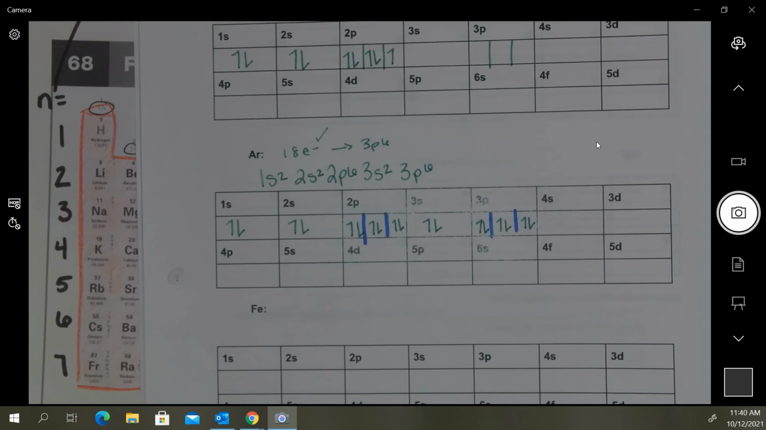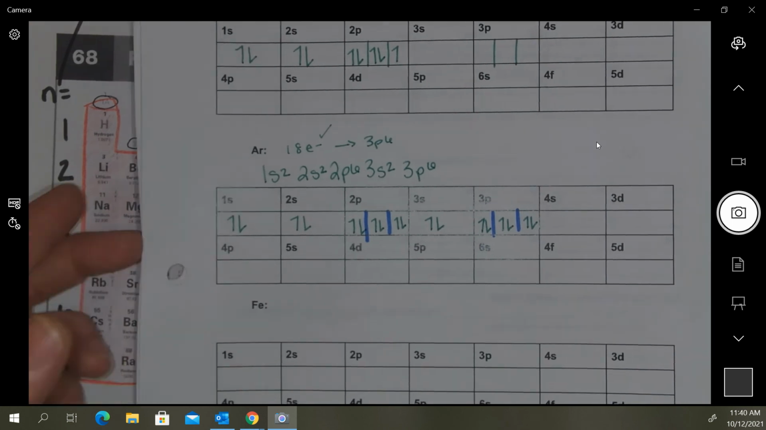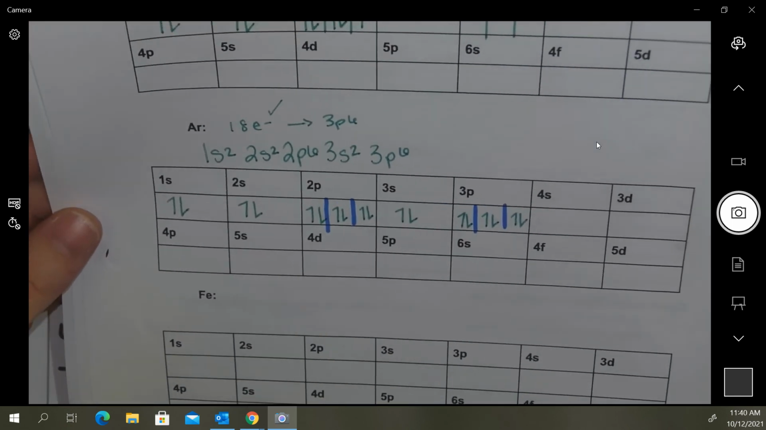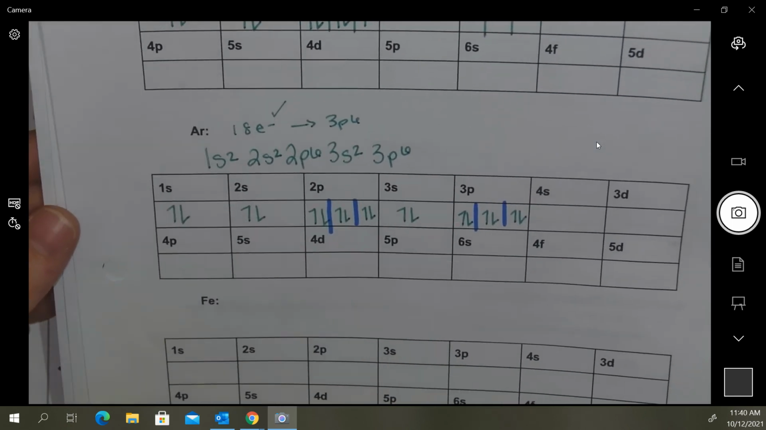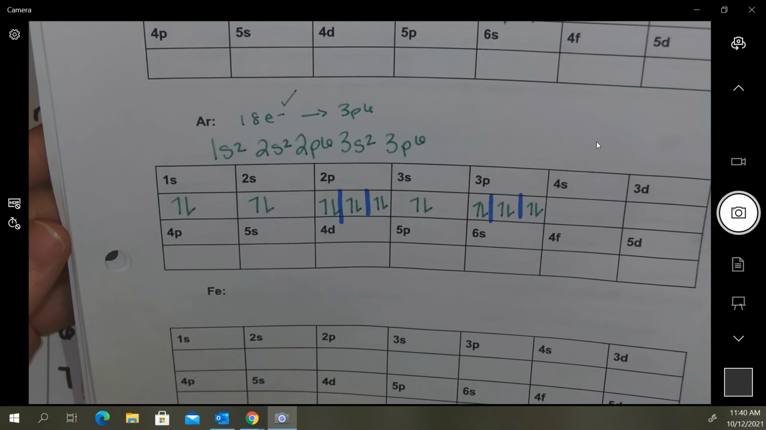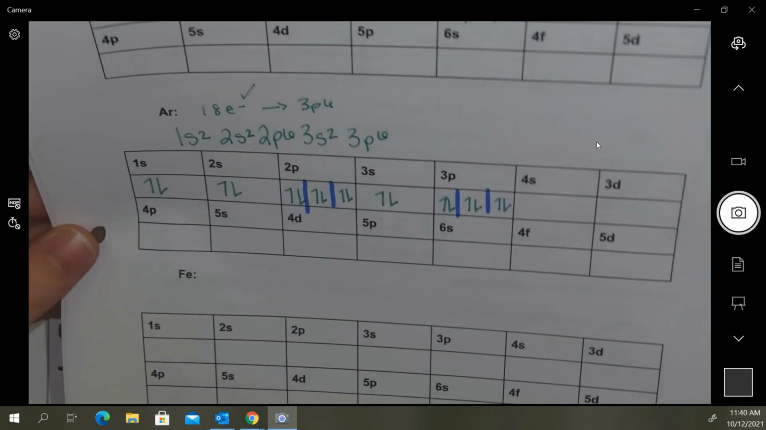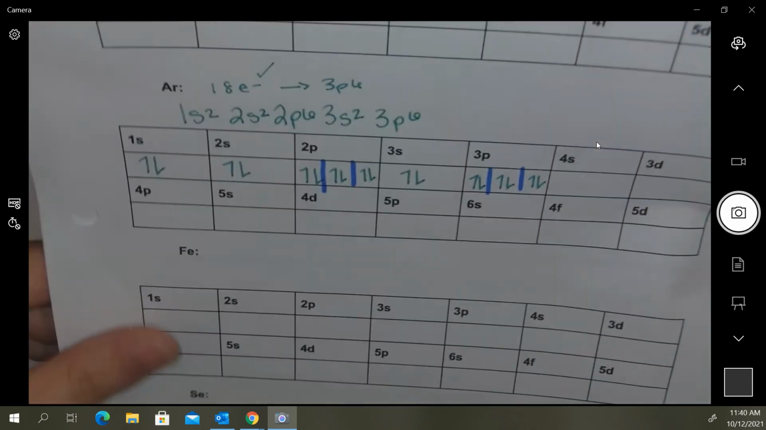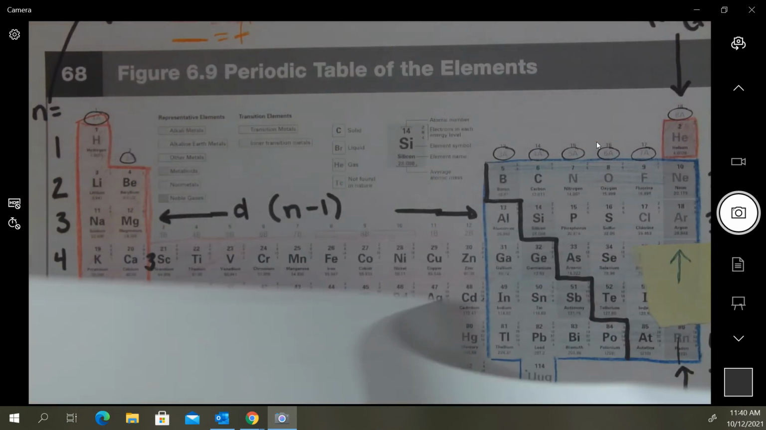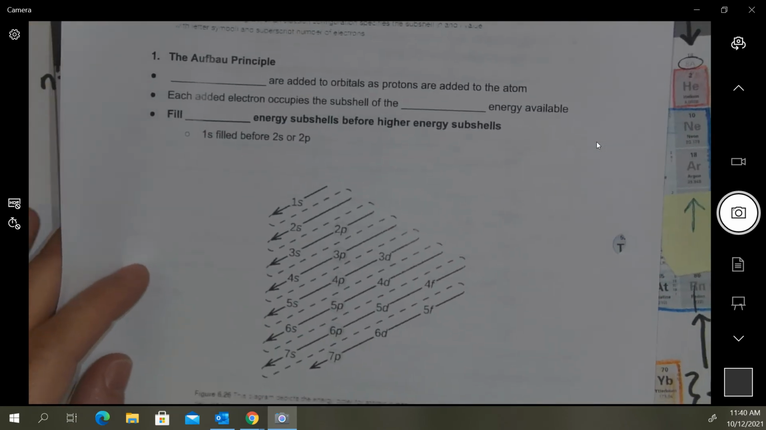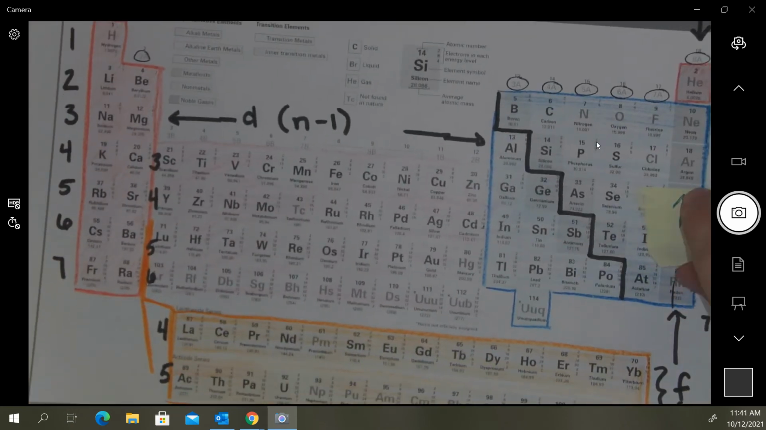We're going to learn about how we incorporate the D and the F orbitals more in class tomorrow, and then we're going to have some time to practice together. So go ahead, do your best on seeing if you can figure out Fe by using this flow chart, as your homework for tonight.